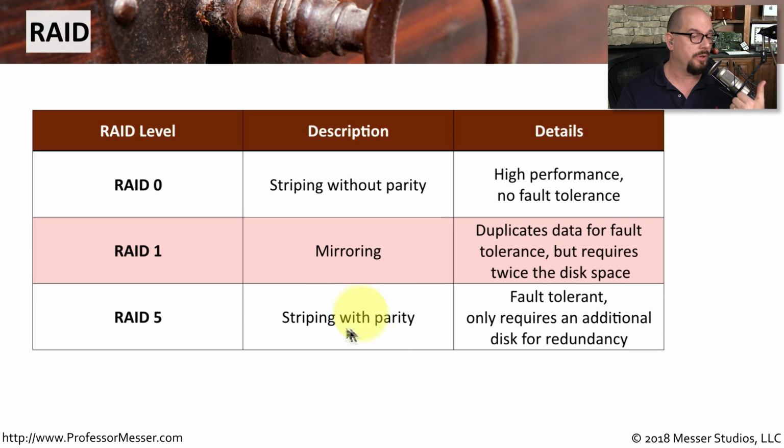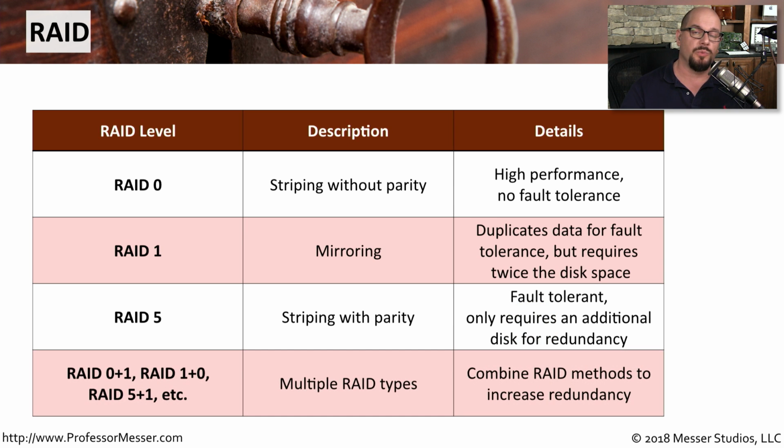With RAID 5, we're striping the data and adding some parity, which means that we have a level of redundancy with our data, and it uses only an incremental drive to be able to store that parity data. Some organizations will combine these RAID types together. For example, you could have RAID 1 plus 0 or RAID 5 plus 1. By combining these RAID types, you can customize the exact type of redundancy that you need for the type of data that you're storing.